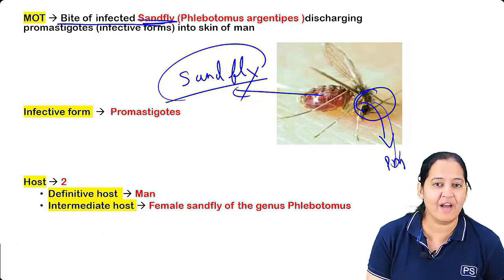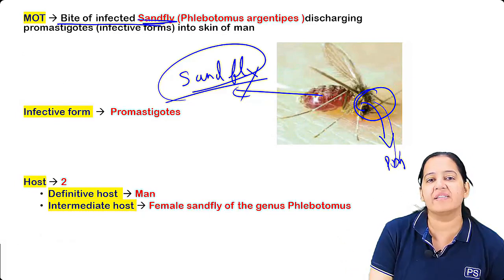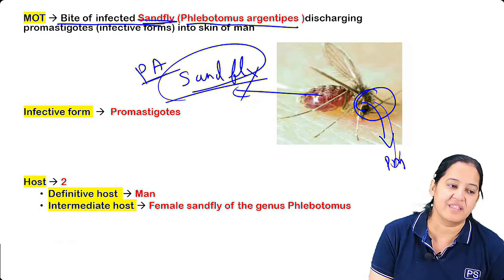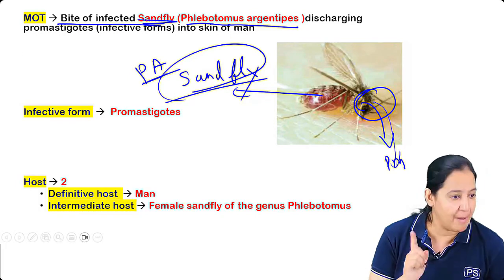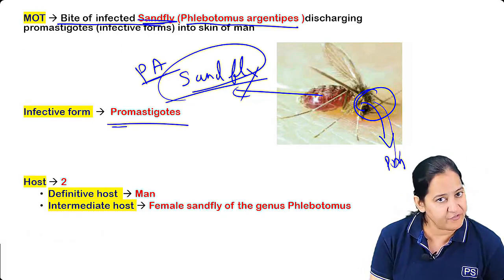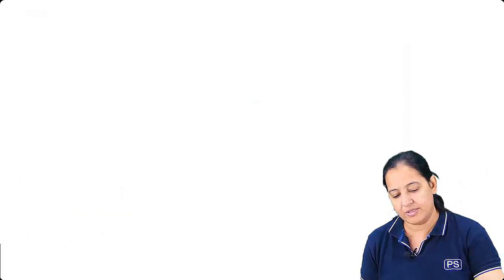But sandfly nahi aayega question mein. Question mein they will ask you the scientific name of the sandfly. The sandfly का scientific name होता है Phlebotomus argentipes. इतना याद कर लो कि ऑप्शन में पहचान लो. है ना? Sandfly is Phlebotomus argentipes. So infective form is promastigote, which is present in the saliva of the sandfly. Say yes. Let me draw the cycle for you.